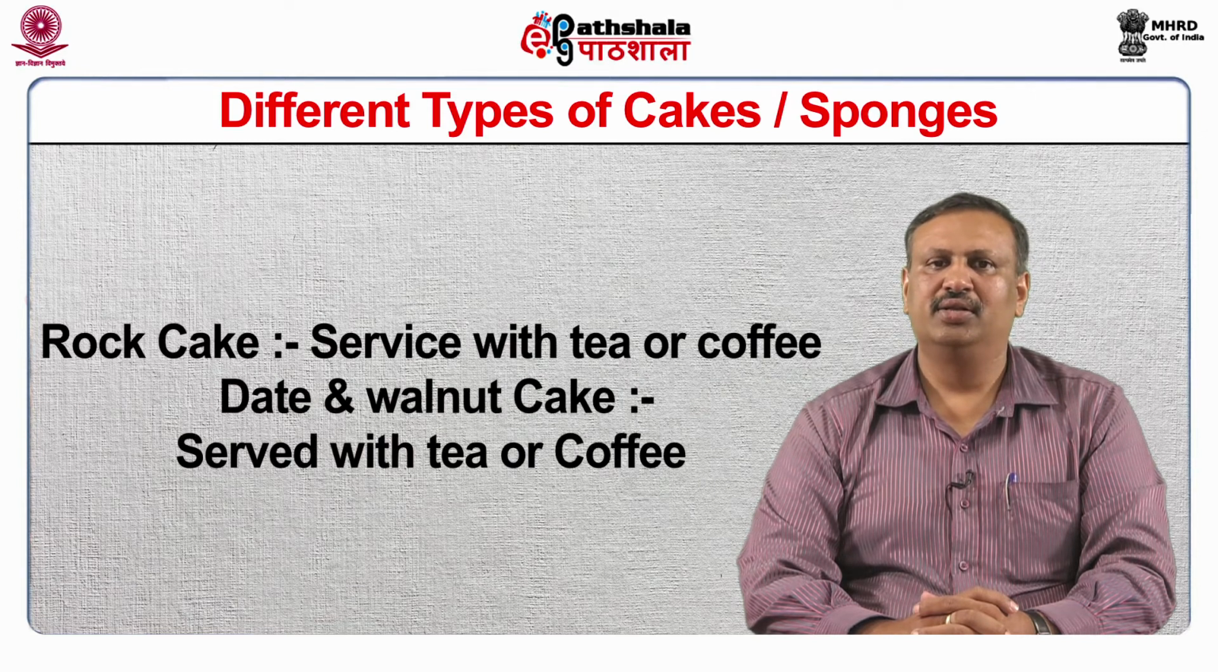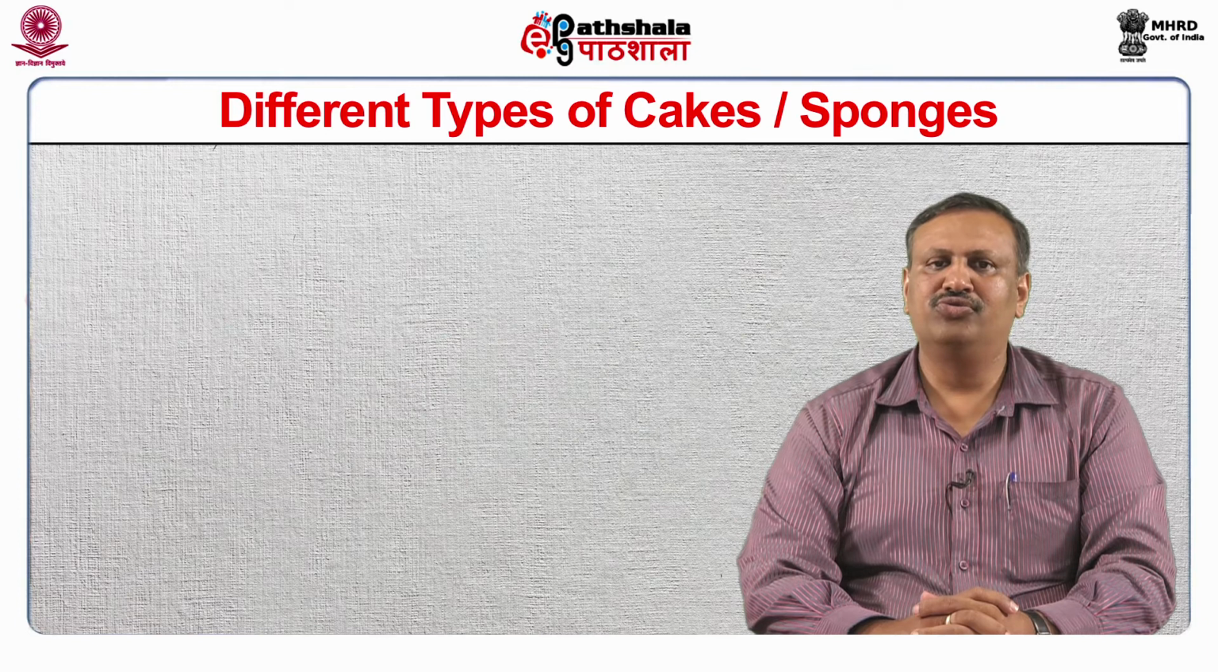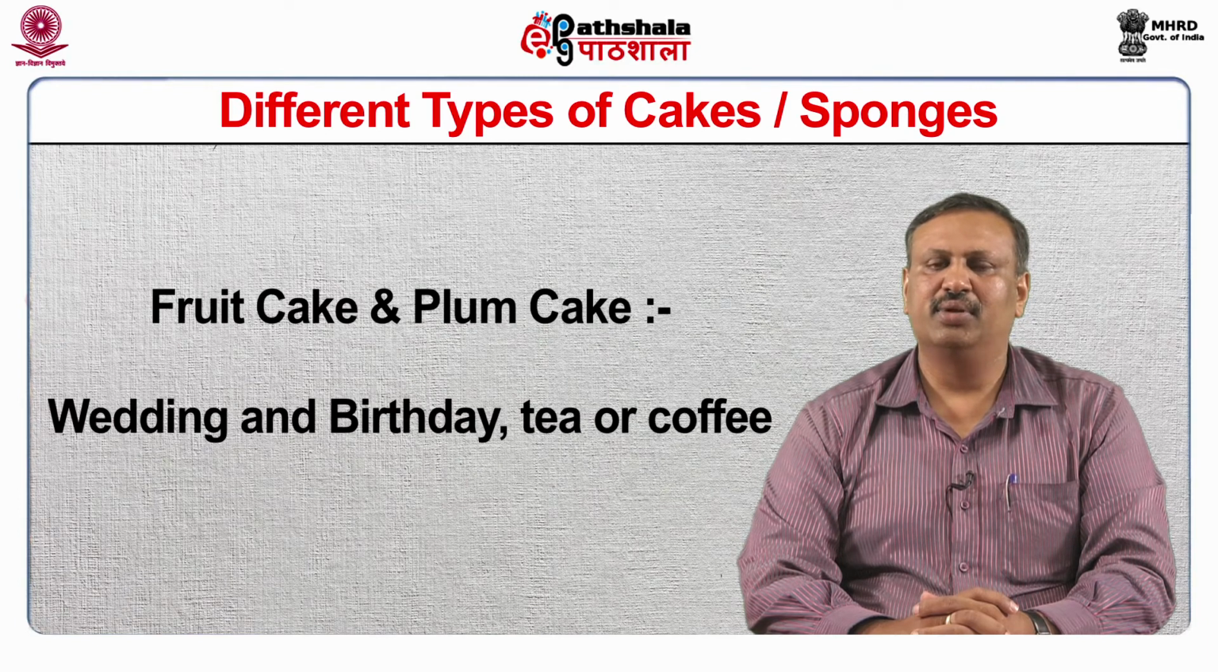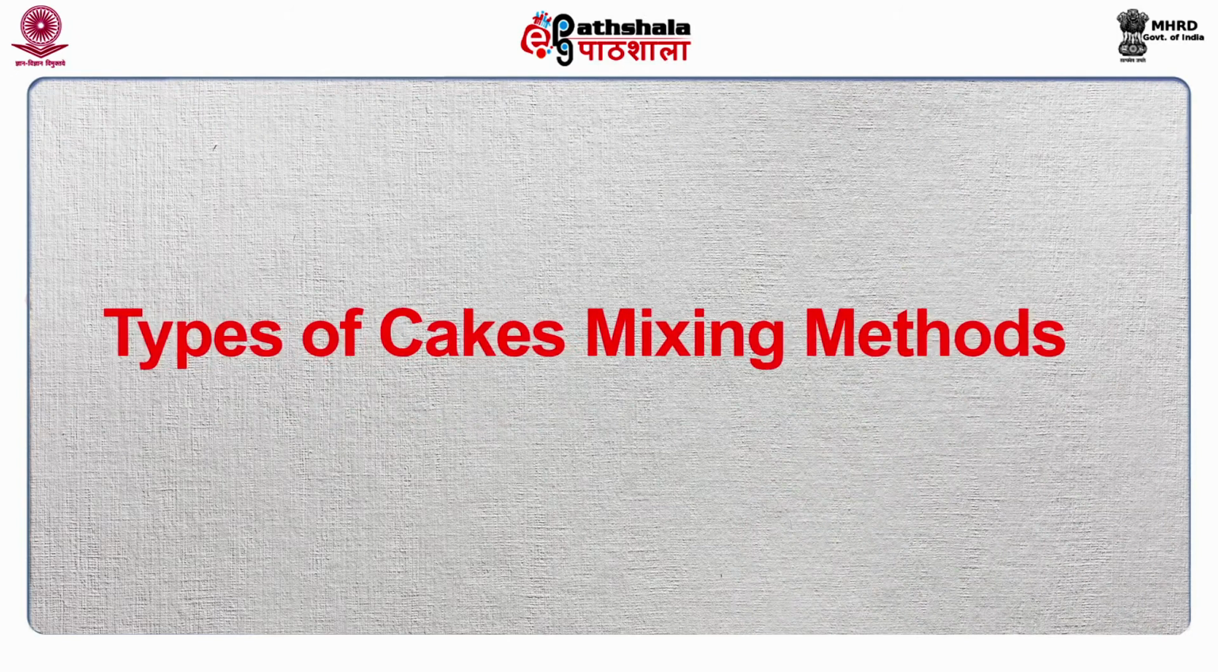Rock cakes are served with tea or coffee. Date and walnut cake is served with tea or coffee. Fruit cake and plum cakes are basically served during weddings and birthdays and also with tea and coffee. Now I am going to discuss the types of cake mixing methods.